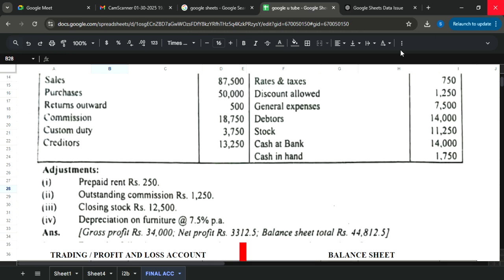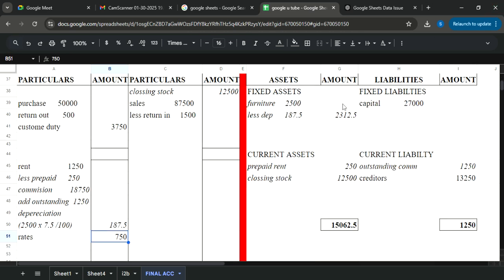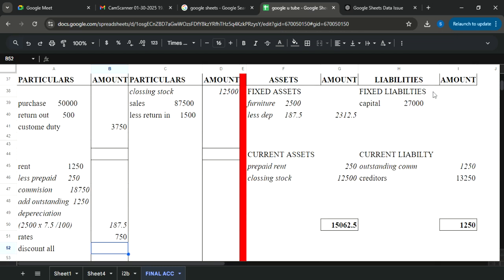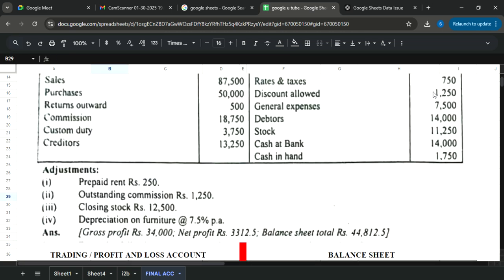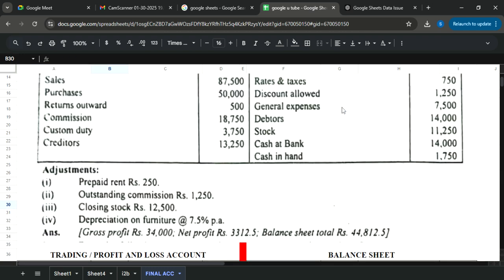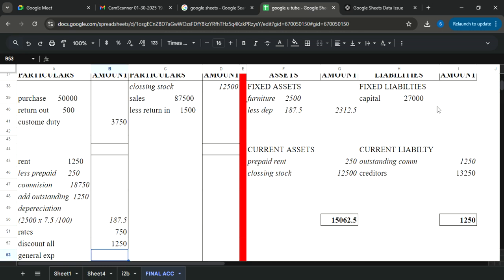After rates we have discount allowed. Again indirect expense, discount allowed. How much amount? 1250. Rates was 750. Next is general expense. Again indirect expense, general expenses amount is 7500.